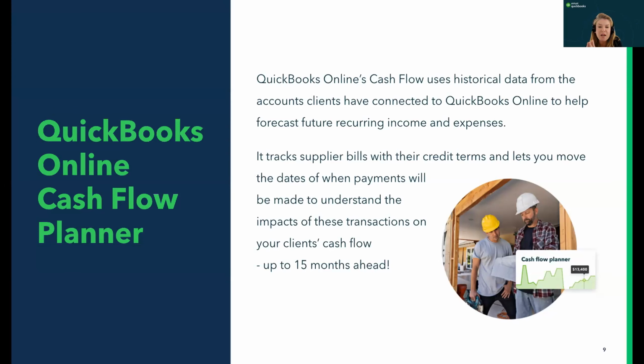It uses historical data from the accounts that clients have connected to QuickBooks Online to help forecast future recurring income and expenses. It tracks their bills with their supplier credit terms and lets you move the dates of when payments are due to see the impact these transactions can have on your client's cash flow. Setting up the cash flow planner is straightforward and lets you fine-tune your forecast. Super cool is the ability to add hypothetical money in and out situations to better understand your cash flow up to 15 months ahead. A minor note though: cash flow planner isn't available if your clients have enabled multi-currency.